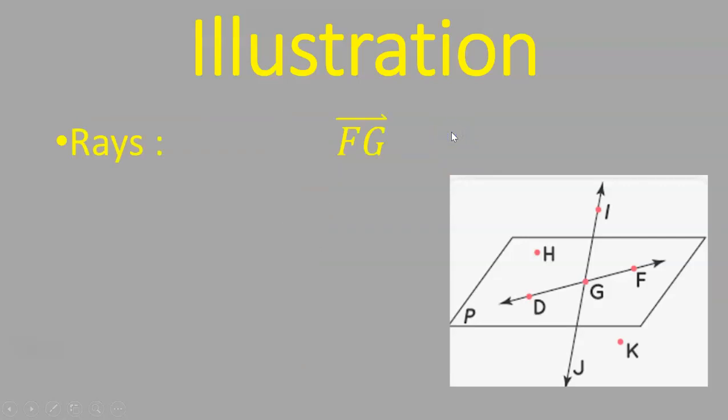Okay, rays. Rays are pieces of line that have 1 endpoint and continue forever in the other direction. So ray FG. Of the 3, lines, line segments, and rays, rays are the only one where the order matters. Ray GF is different than ray FG. Okay, ray GF would start at G and go that way. Okay, there are many more rays in this picture.